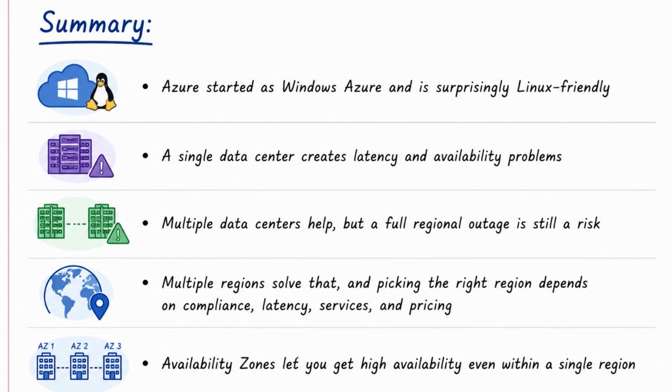So to summarize what we covered today, Azure started as Windows Azure and is surprisingly Linux friendly. A single data center creates latency and availability problems. Multiple data centers help, but a full regional outage is still a risk. Multiple regions solve that, and picking the right region depends on compliance, latency, services, and pricing. Availability zones let you get high availability even within a single region.